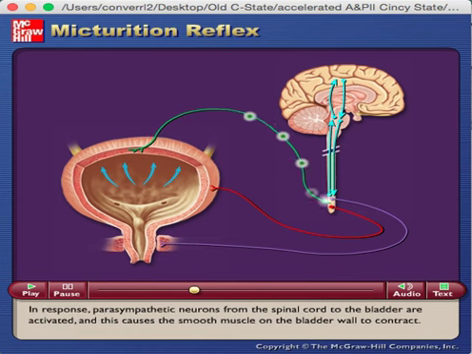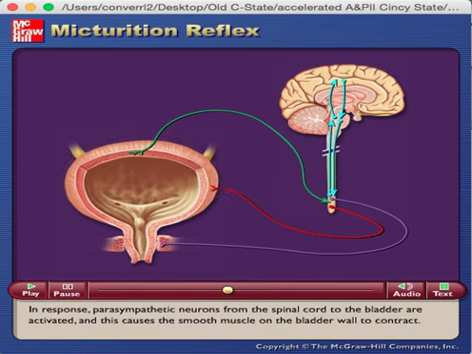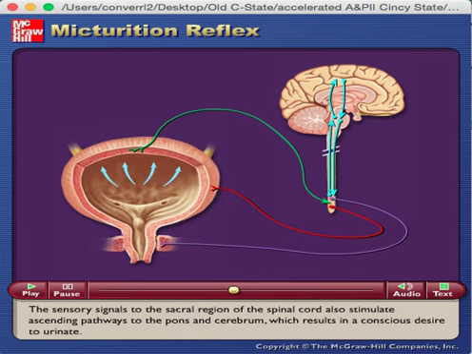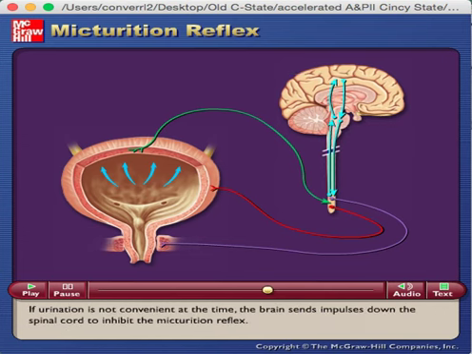In response, parasympathetic neurons from the spinal cord to the bladder are activated, and this causes the smooth muscle on the bladder wall to contract. The sensory signals to the sacral region of the spinal cord also stimulate ascending pathways to the pons and cerebrum, which results in a conscious desire to urinate. If urination is not convenient at the time, the brain sends impulses down the spinal cord to inhibit the micturition reflex.